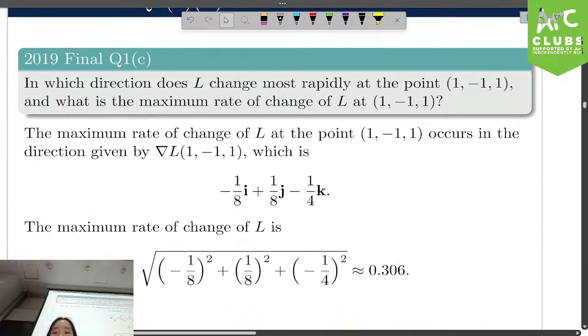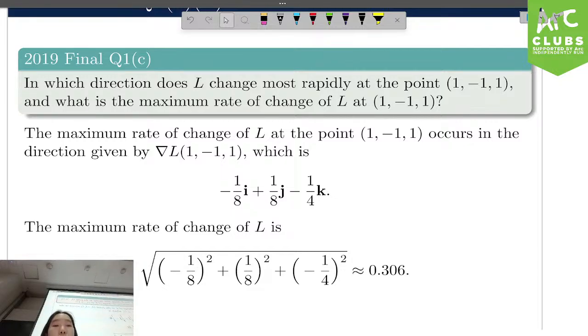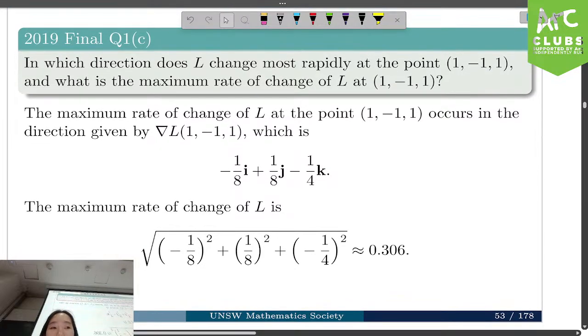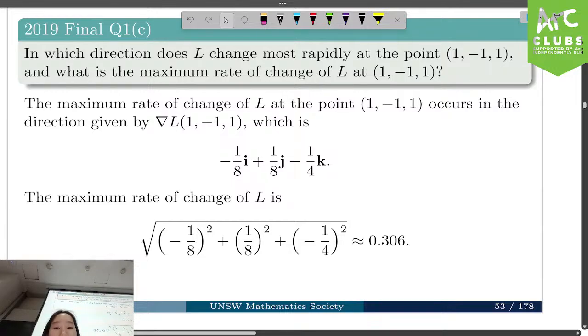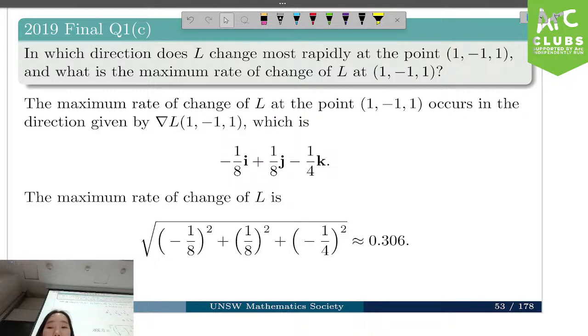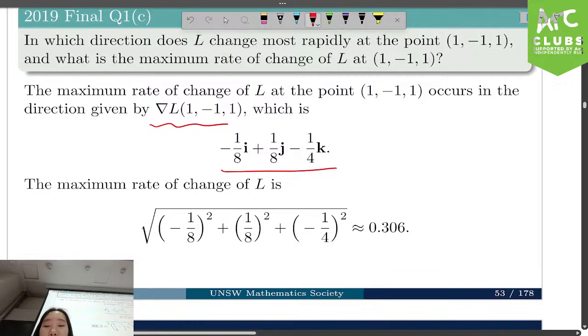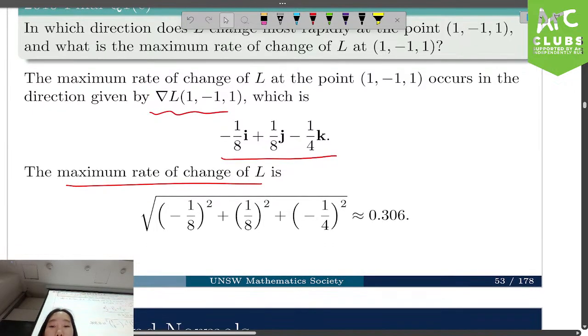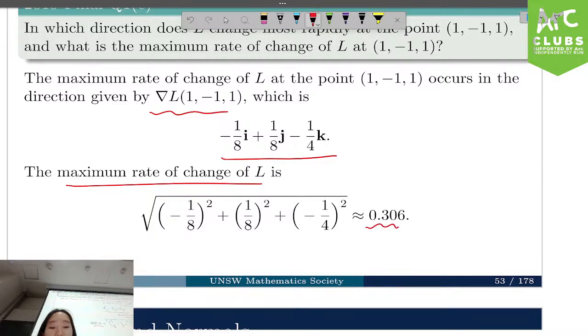The second part of the question is: in which direction does L change most rapidly at the point (1, -1, 1), and what is the maximum rate of change of L at (1, -1, 1)? Based on the two important theorems we have just explored, the maximum rate of change of L at the point (1, -1, 1) occurs in the direction given by nabla L, which we have just calculated. The maximum rate of change of L, which is the size of it, is approximately equal to 0.306.